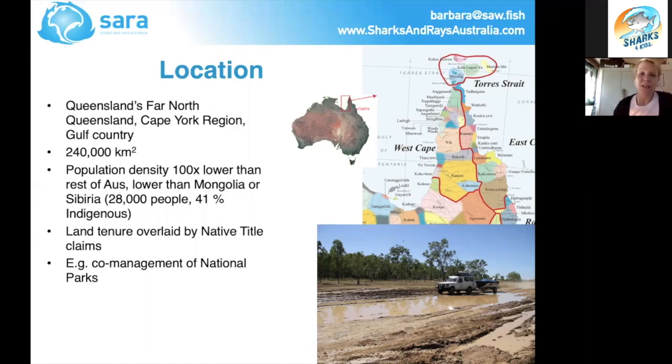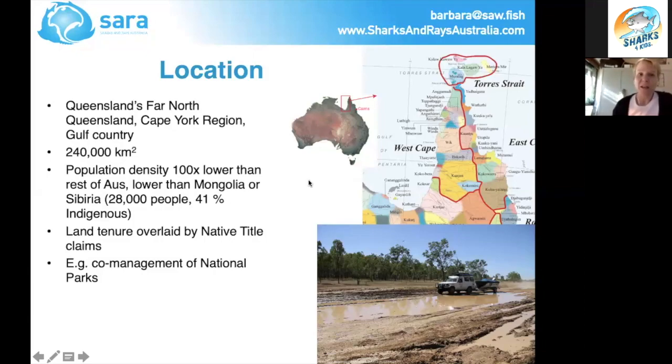And so the population density in the area where we do our research is about 100 times lower than the rest of Australia or Mongolia or Siberia. Okay, so it's extremely remote. And 41%, so almost half of the people who live there are indigenous. And the indigenous groups have their own languages, and if you just look at this map, there are so many different indigenous groups out there. And for many of them, sawfish are also of cultural importance. I'll tell you a story about that later.